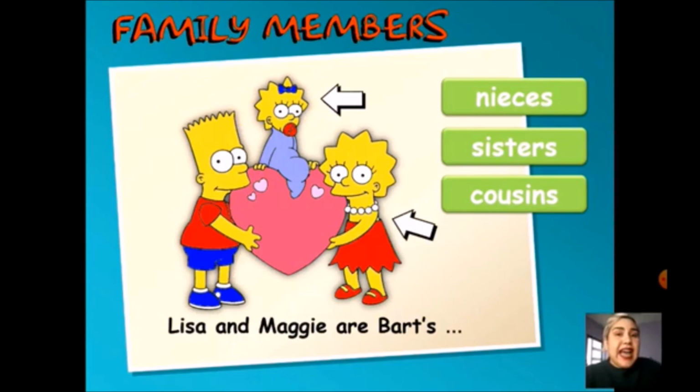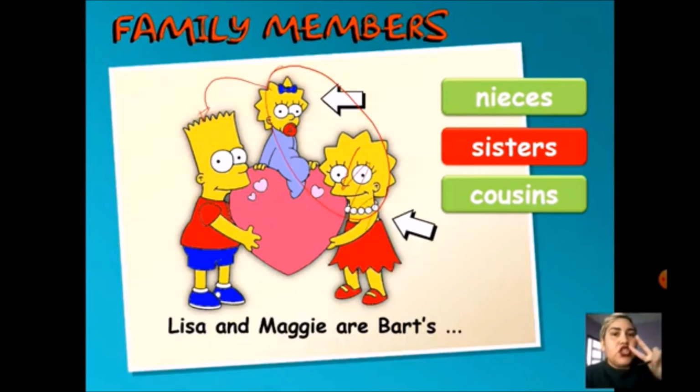Easy. Lisa and Maggie are Bart's. What is the relation between Lisa and Maggie with Bart? They are nieces, Bart's sisters, or Bart's cousins. And the correct answer is sisters. Lisa and Maggie are Bart's sisters. Remember, we say sisters because there are two, Lisa and Maggie. Suppose that we only have Maggie, no Lisa. One sister, two sisters. Okay? Let's continue.